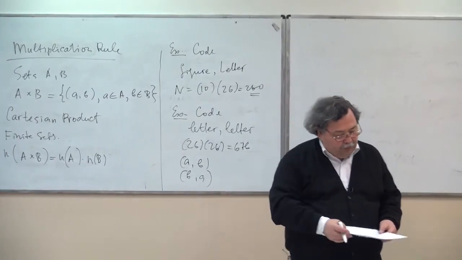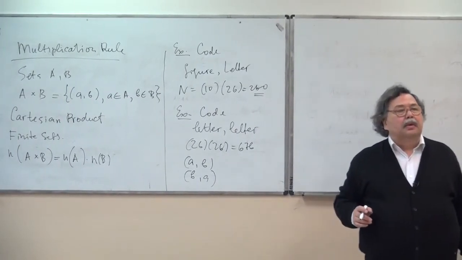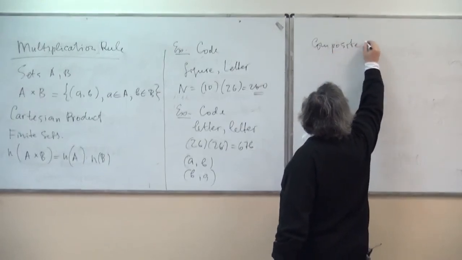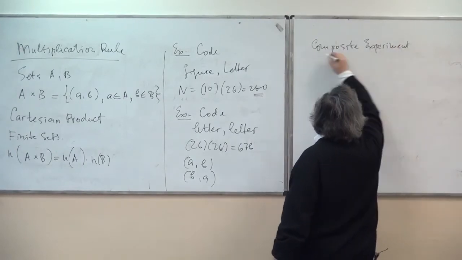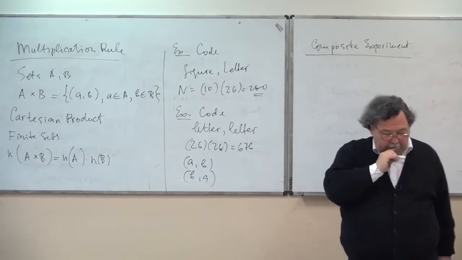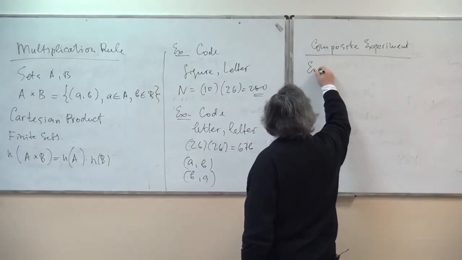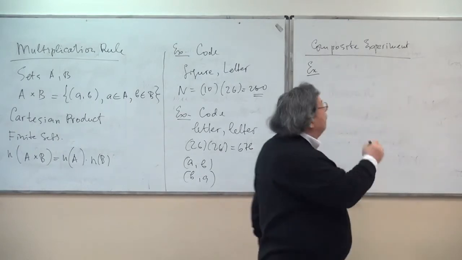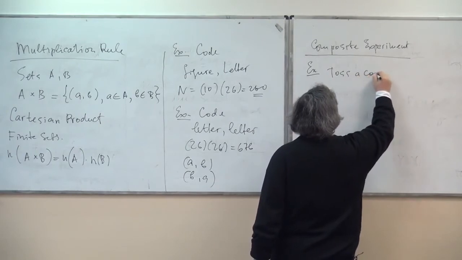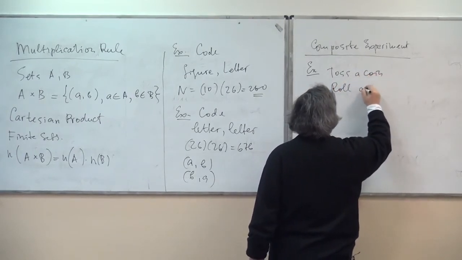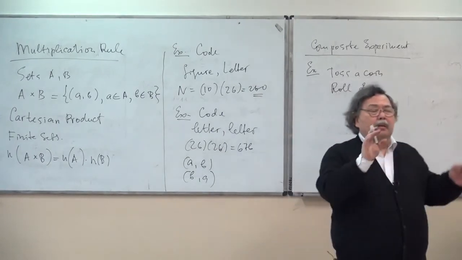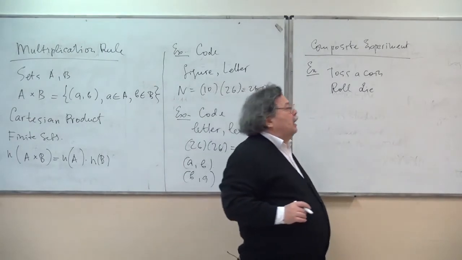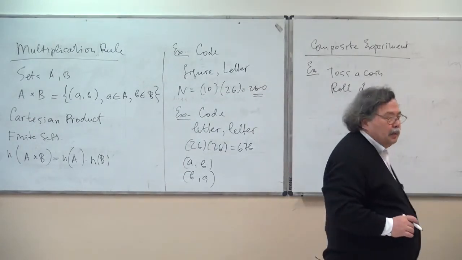Right. Now, this leads us to the concept of a composite experiment. Example. Suppose we do 2 things. We toss a coin and then we roll a die. Well, these 2 acts can be considered as one composite experiment. And how many different outcomes are there in this composite experiment?